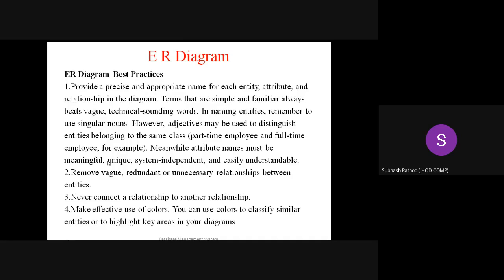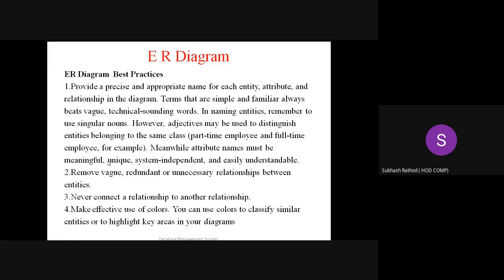In naming entities, remember to use a singular noun. While considering an entity, you always consider singular names, singular nouns. So there should not be students; the entity is a student. There should not be teachers; there is only a teacher. So always remember to use only singular nouns.